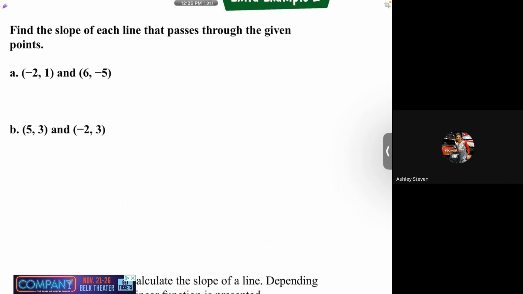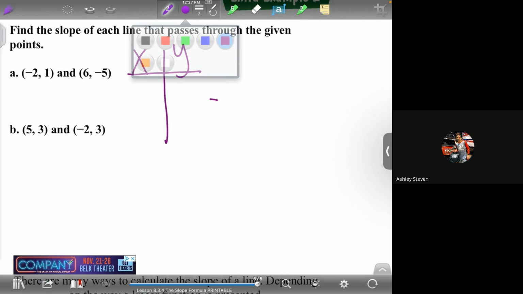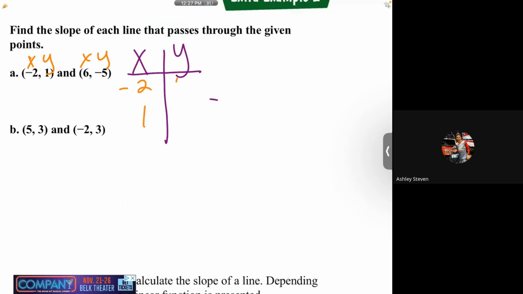Okay. Here we go. All right, let's fill these in. This is my X, my Y. X, Y. Here's a common mistake I see a lot. What did I do wrong? I took my -2 and 1 and put them both in the X's. I put 6 and -5 both in the Y's. That's not right. So my 1 needs to go here, my 6, and my -5.